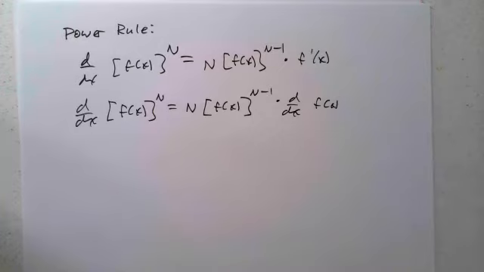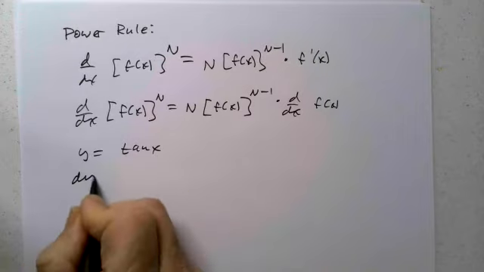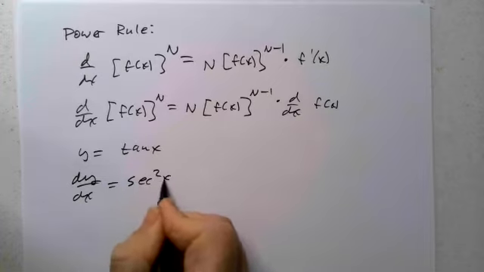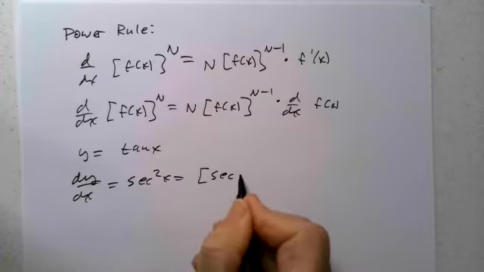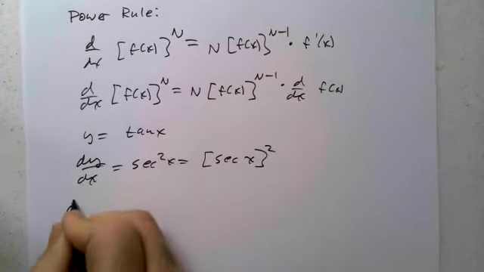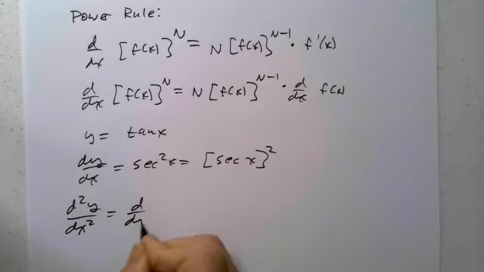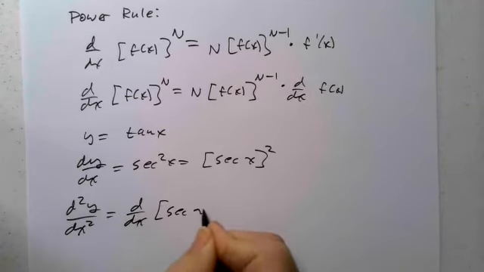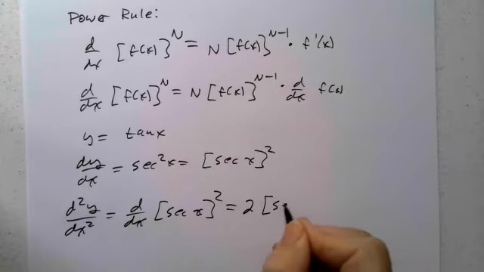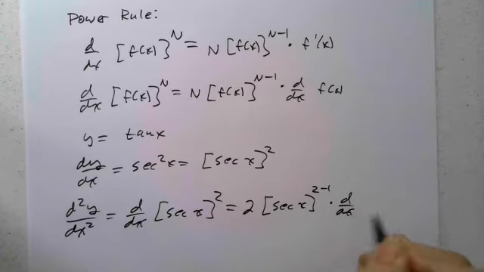So again, we wanted the second derivative. We started with y equals tangent x, and then dy/dx is secant squared x, which of course means sec x to the second power. So using the power rule, the second derivative, d2y/dx2, which is the derivative of sec x to the second power, pull the 2 down: 2 times the function sec x to the 2 minus 1, times the derivative of sec x.